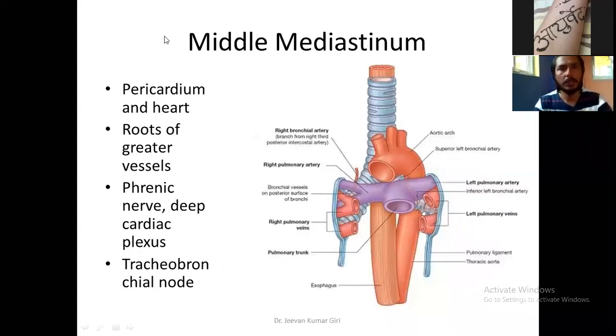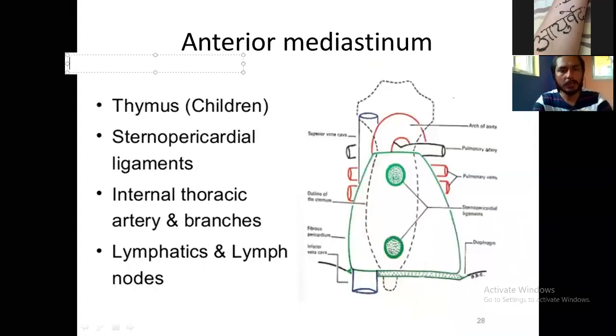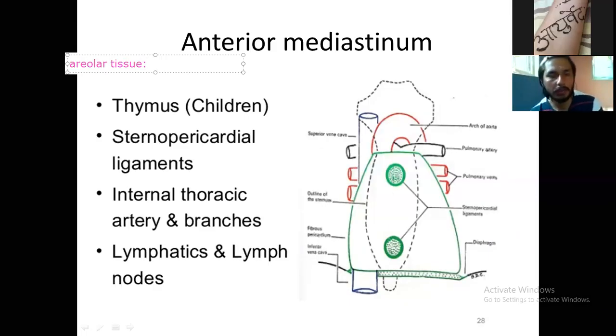They are loose connective tissue, the areolar tissue. It will be there. So these are the contents: the thymus gland, the sternopericardial ligament, the internal thoracic artery and its mediastinal branches, and the next one is the lymphatics and lymph nodes.